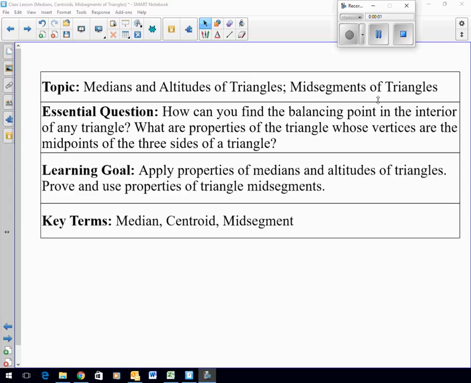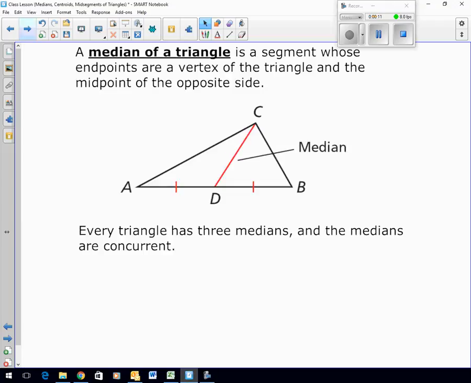But we're going to leave that there for now. We're going to talk about medians and altitudes of triangles. Y'all written this down, you know what I'm talking about, right? Okay. No, don't quite know what we're talking about, but we're about to. All right, here we go.